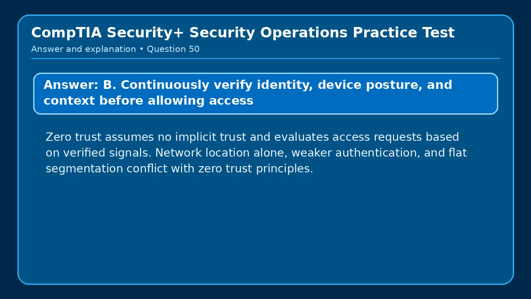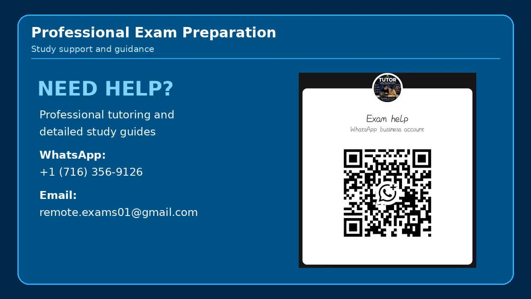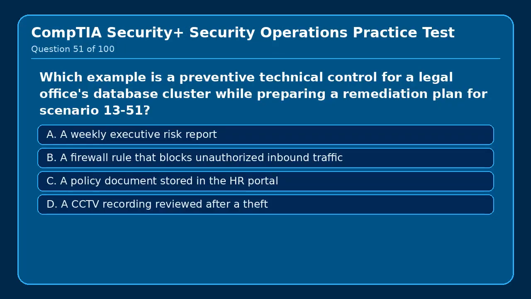Question 52. After suspicious activity appears in a managed service provider's logs, which control acts primarily as detective after a recent audit finding for scenario 13 to 52? A. A password complexity policy. B. A door badge reader that controls entry. C. SIEM correlation that alerts on abnormal events. D. Disk encryption on laptops.